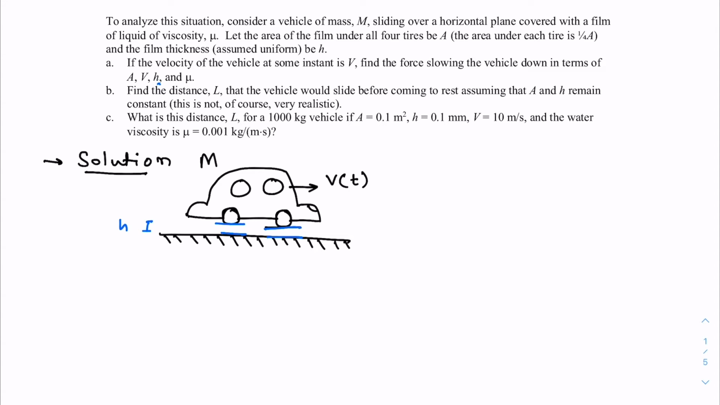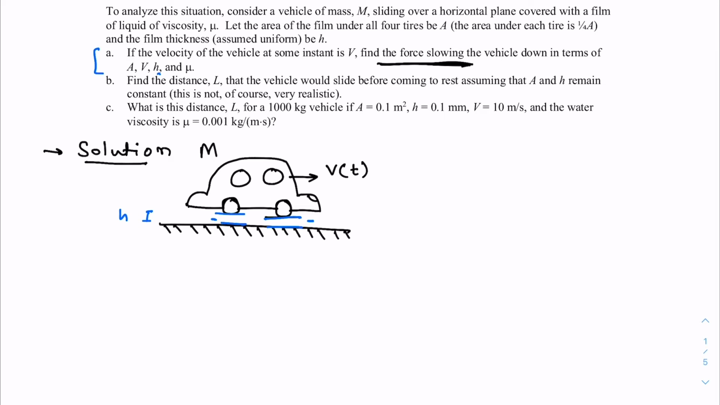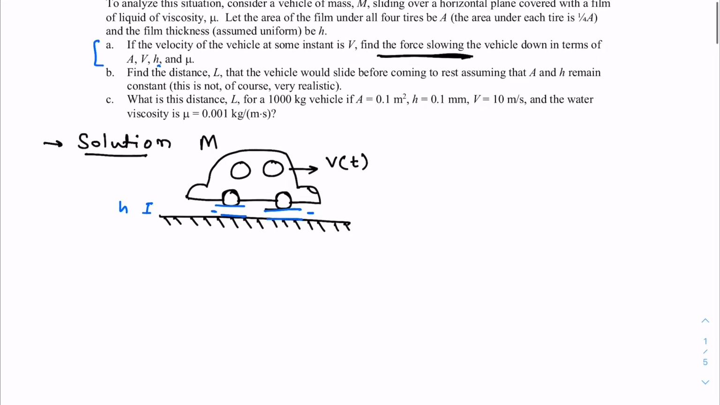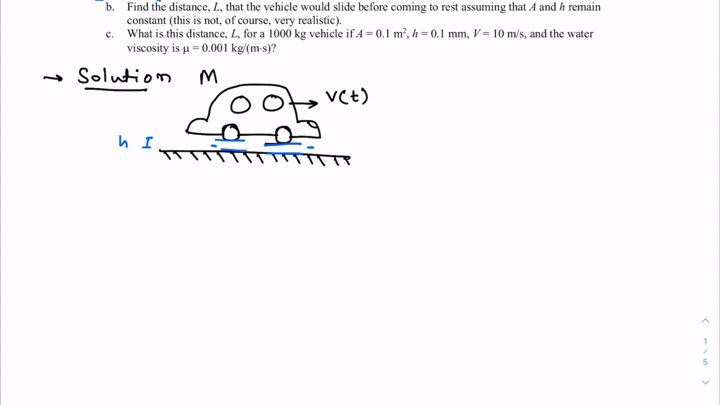So how would one find out the force which is slowing down the vehicle? If you look carefully, the only force acting on this car is due to the viscous shear stresses in these thin films here. If we can evaluate those shear stresses in terms of the variables given here, we would be able to find out the force. So let's see what is the expression of that force.